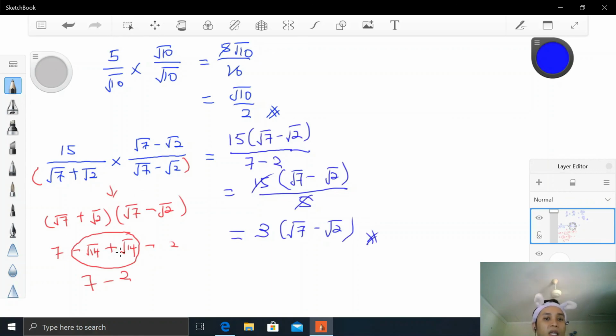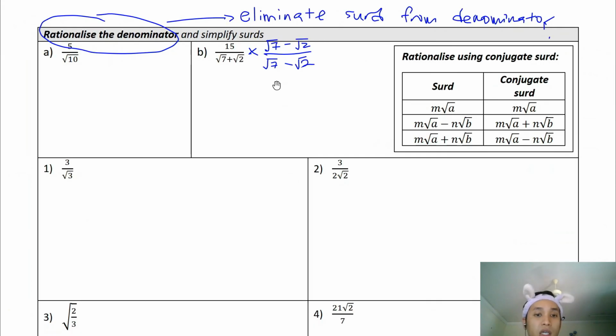So that is rationalized denominator. Remember you need to multiply by its conjugate surd. When you don't have any plus or minus, meaning only one term like this, you multiply by the same thing. If you have plus here, your conjugate surd will be minus. If you have minus, your conjugate surd will be plus. And the reason why we multiply by the conjugate surd is because we don't want the middle part here. We want it to cancel off. So immediately what I get is the first and the last term only.